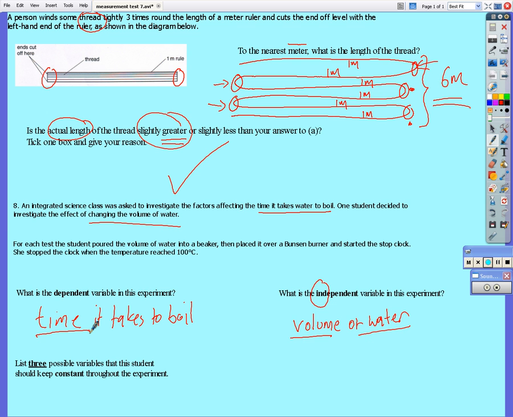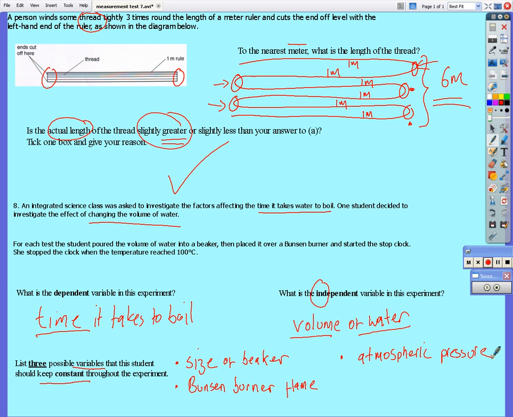Now, if we're going to make this a fair test, we need to keep certain variables constant. We need 3 of them. Well, there are various options here, but you'd certainly want to make sure that the size of the beaker was the same. You would want to make sure that your Bunsen burner's flame was the same. You'd want to make sure that the atmospheric pressure was the same, because boiling points are affected by pressure.